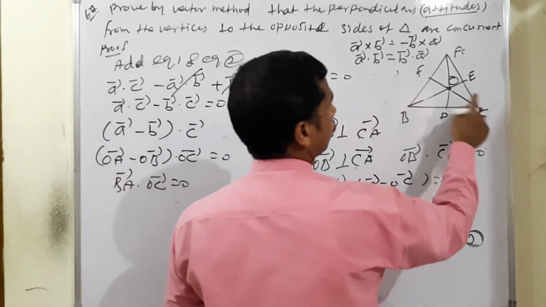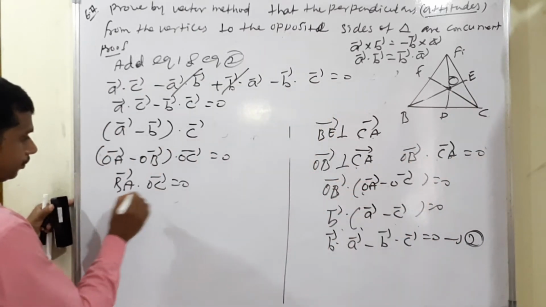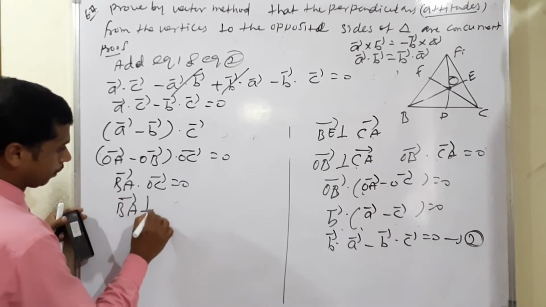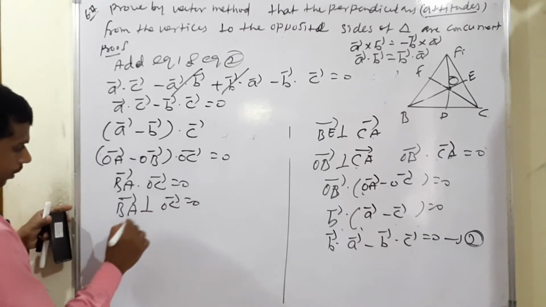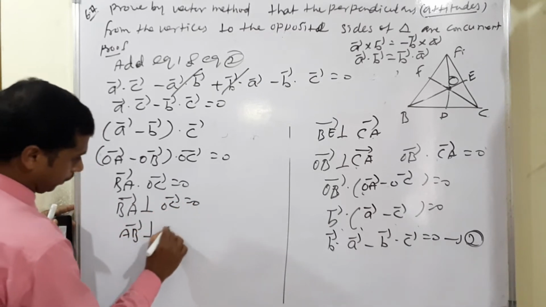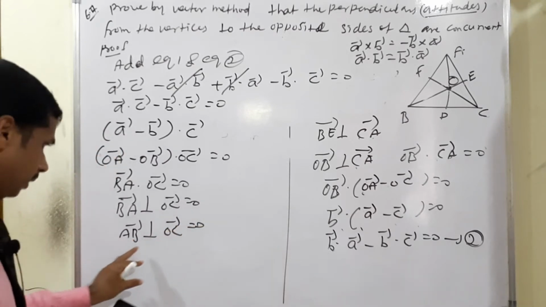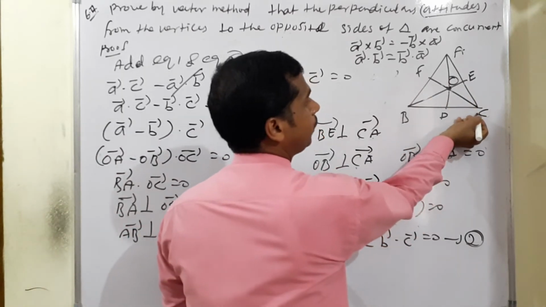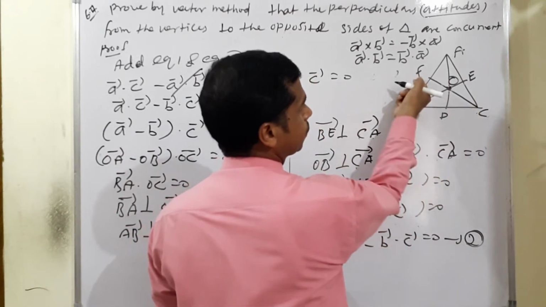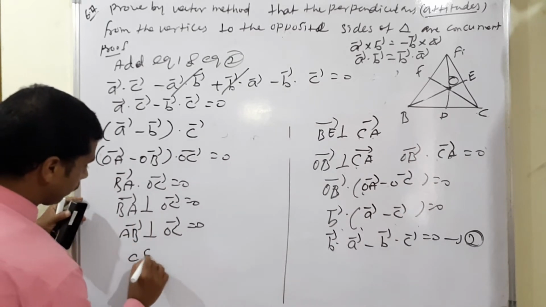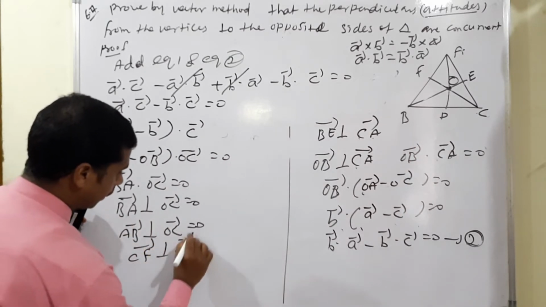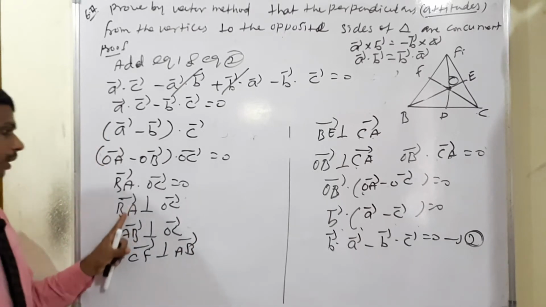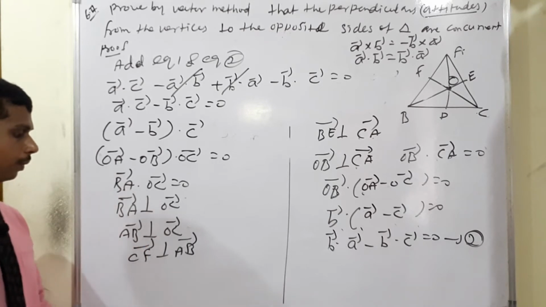dot OC vector. So now we can write BA vector is perpendicular to OC vector, because it is equal to 0. Otherwise, we can write AB vector is perpendicular to OC vector. OC we can extend up to the end point F. We can write it up to CF also. Therefore, CF vector is perpendicular to AB vector. Okay. So BA vector is perpendicular to OC, then AB vector is perpendicular to OC.